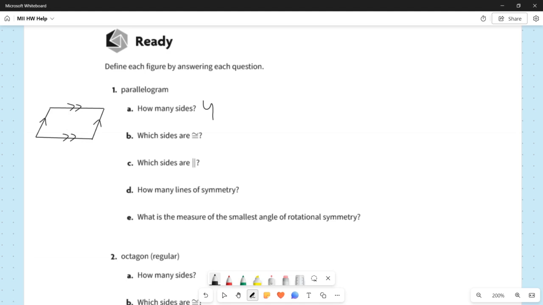For 1B, which sides are congruent? Well, one of the properties of parallelograms is that opposite sides are congruent. So the definition is that they're parallel, but then one of the properties that results from that is that they happen to be congruent. 1C, which sides are parallel? Well, we just said the definition tells us that opposite sides are parallel.